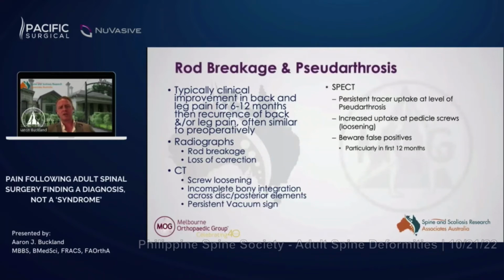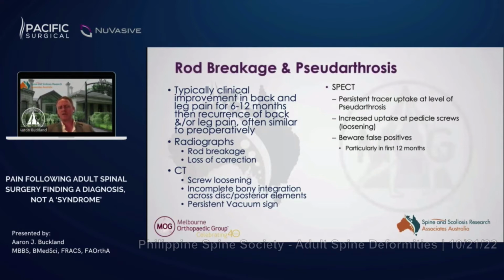So rod breakage and pseudoarthrosis, typically these patients tend to get better for about 6 to 12 months and then they have a recurrence of pain. They may even feel a crack or notice a loss of correction at the time. So it's important to ask the patient about those things. On CT, some of the things you may see are screw loosening. You may have incomplete bony integration across the disc, or a vacuum disc is often seen. Sometimes I will use CT or even SPECT CT to look for persistent tracer uptake at the level of the pseudoarthrosis or at the start of the loose instrumentation.